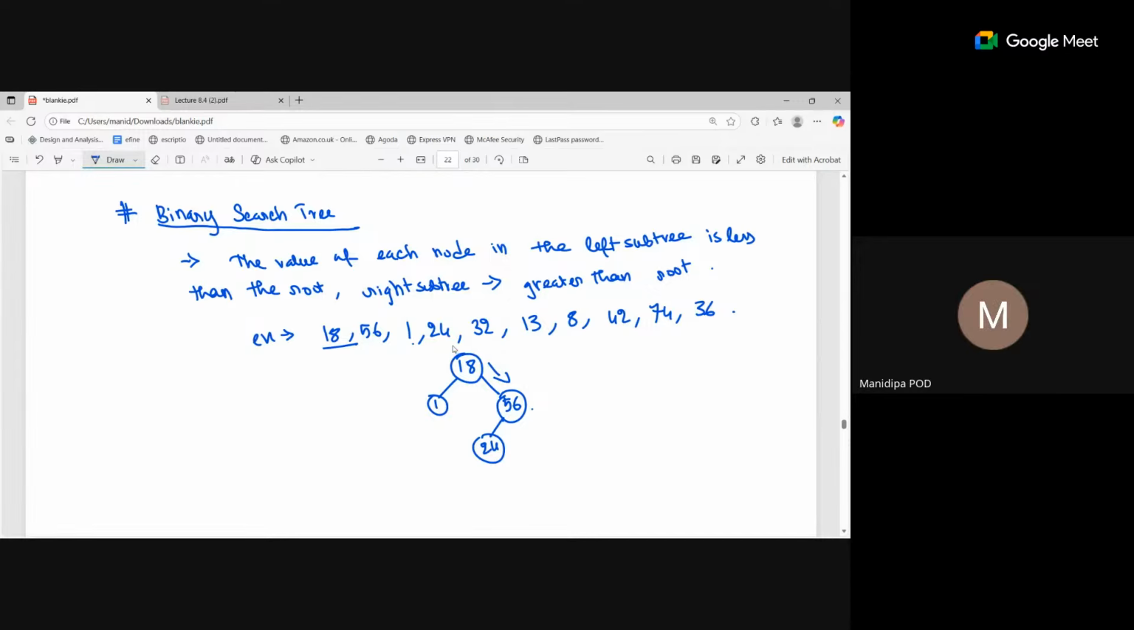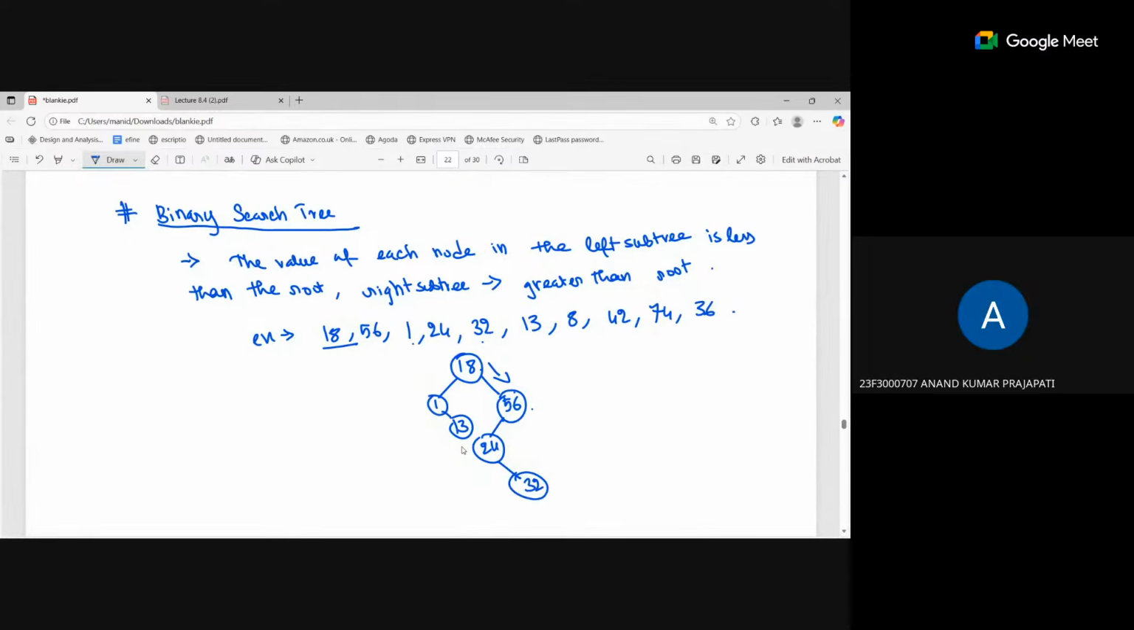So next one, 32 should go where? It is greater than 18. Right of 24. Correct. So it is greater than 18, less than 56, but again greater than 24. It will come here. 13 should go where? Ma'am, right of 1. Right of 1. Okay, 8.